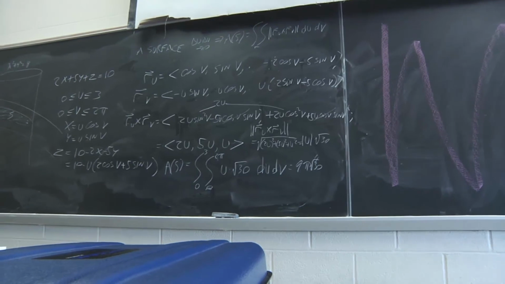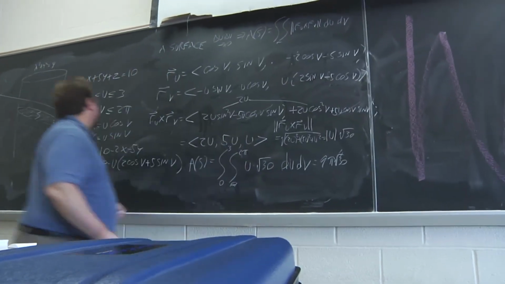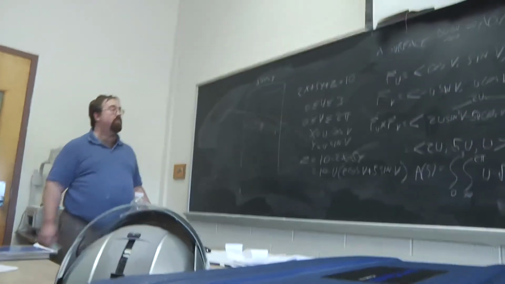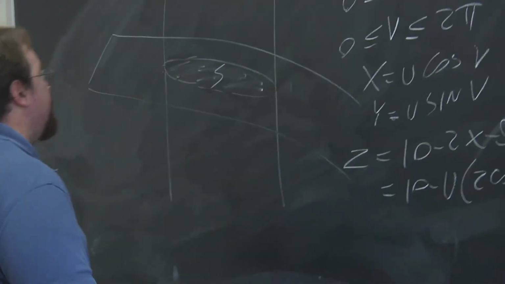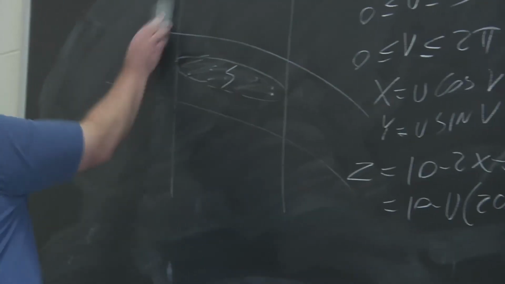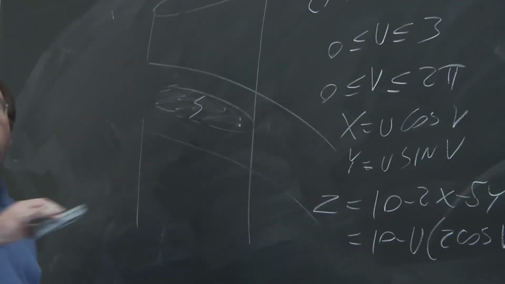Now here's another example where a surface is defined a little differently. Instead of defining it by parametric equations, we have it described as being the graph of a function. Any questions about this example?